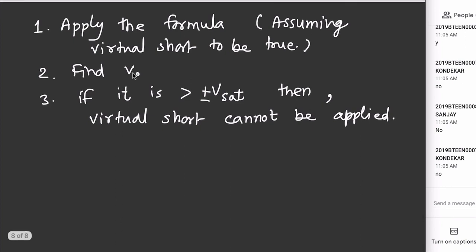Everybody understanding this process? So first you use the formula, no problem, but then you apply the constraint of the battery supply voltage. If the calculated output voltage is less than the saturation voltage, then we are happy. Then we say that the virtual short is okay. But if the calculated voltage is more than the saturation voltage, then we know that it cannot go beyond that actual voltage, so virtual short cannot be applied. Everybody understanding this?